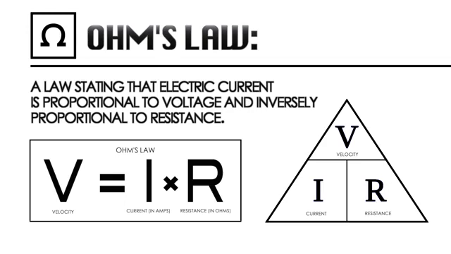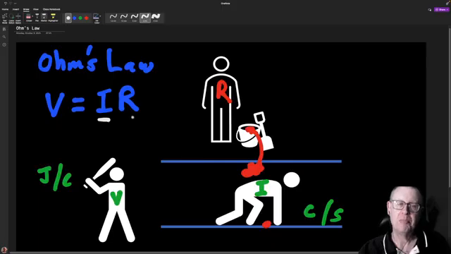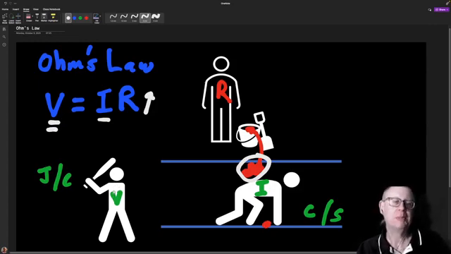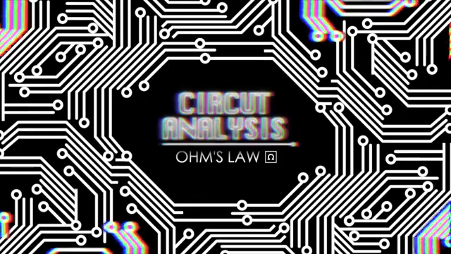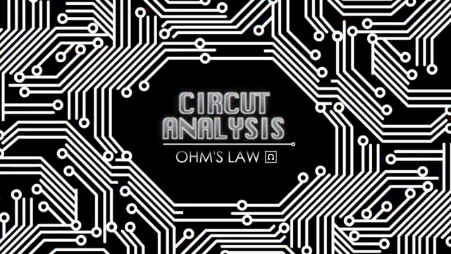And think about it, if you have the same amount of current, but an increased amount of resistance, then to get the same flow rate, you need the battery to put out much more energy. You need to push that current a lot harder to get the same current. Anyway, that is an attempt at explaining Ohm's law.